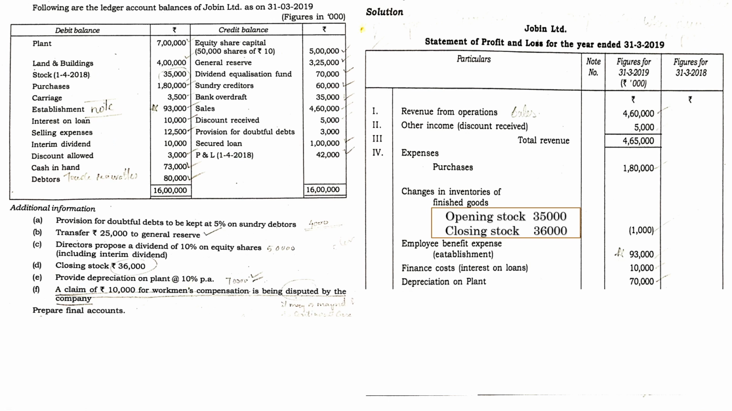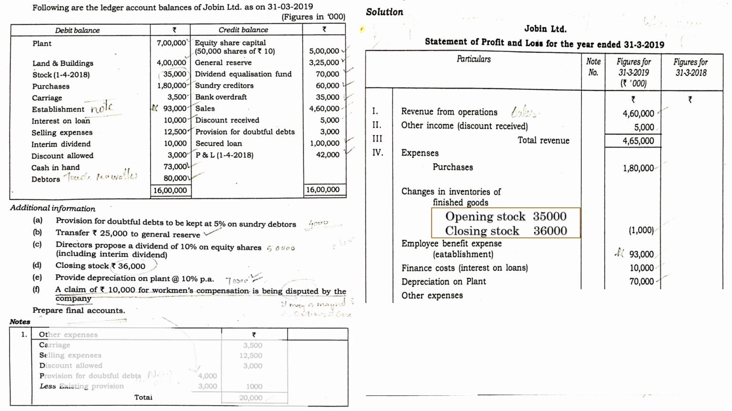So next one, other expenses. There are still some items that we couldn't include in the heads which we have written right now. So find out the other expenses. The other expenses include carriage 3,500, selling expenses 12,500, discount allowed 3,000, and finally provisions.